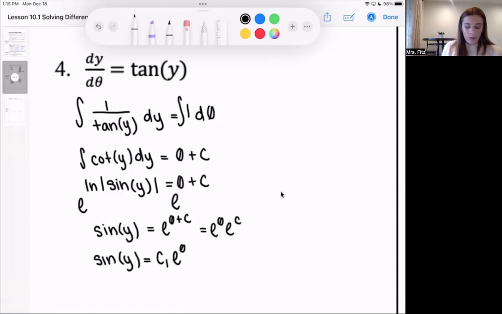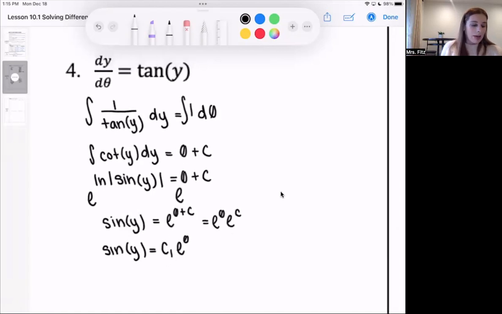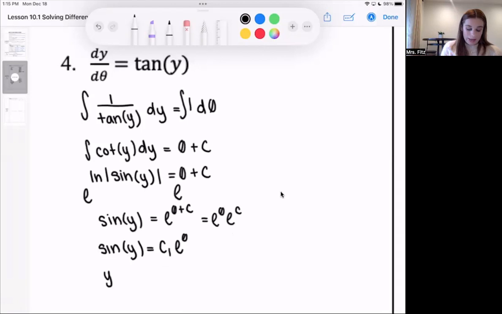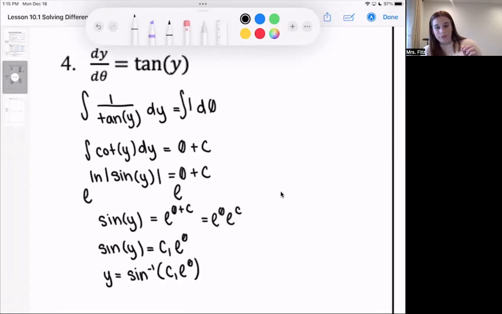Okay, and then what we do next is we go ahead and take the inverse sine of both sides. So it would be y is equal to the inverse sine of c sub 1 e to the theta. And notice that you still have that constant in there. So, okay.